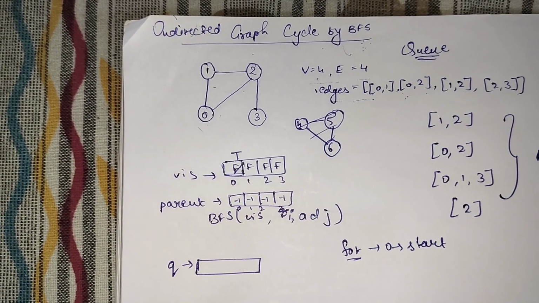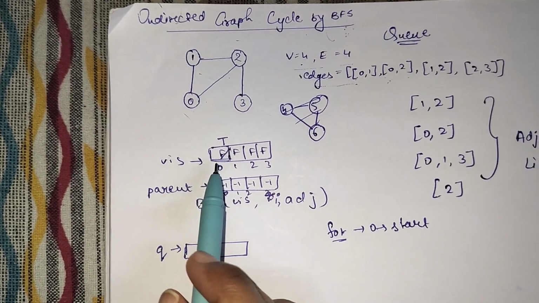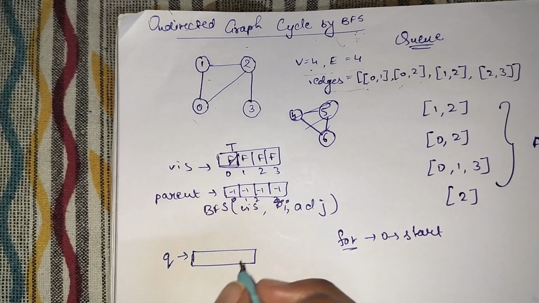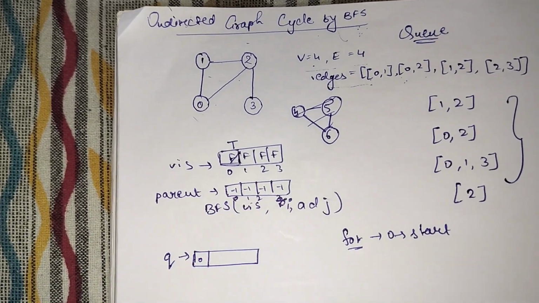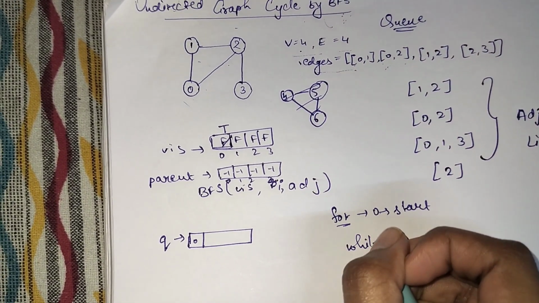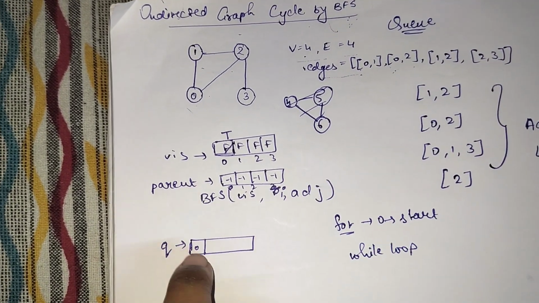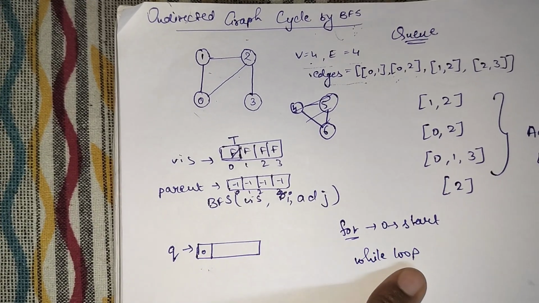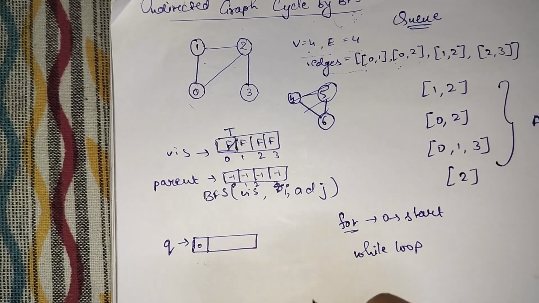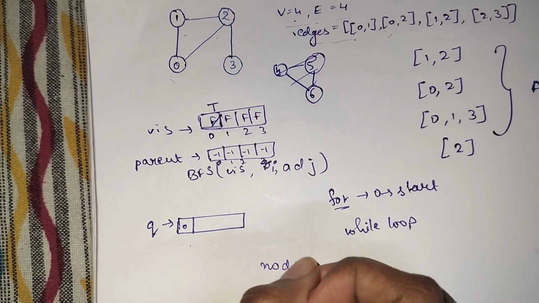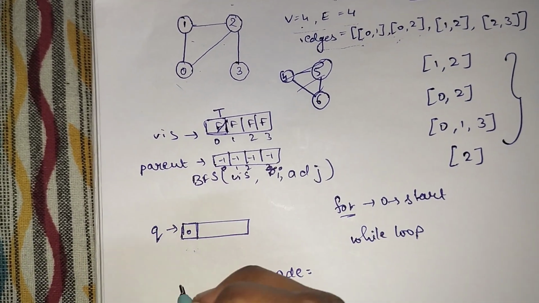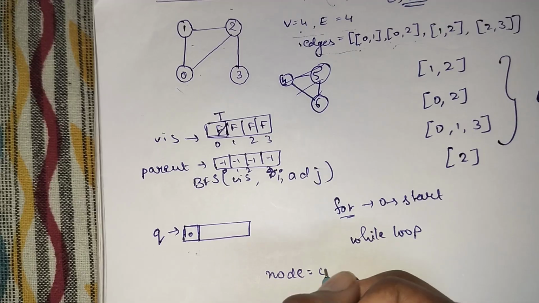I'll explain later. Since I have traversed this 0, I'm going to add it in my queue. Now I will start my while loop. What we usually do is mark true after traversing and keep it in the queue, and then we start a while loop until and unless my queue gets empty. Now I'm going to take the value of the front in node and remove it.